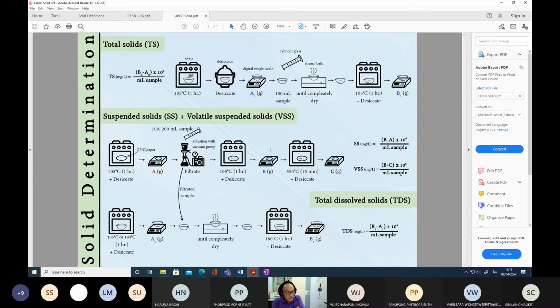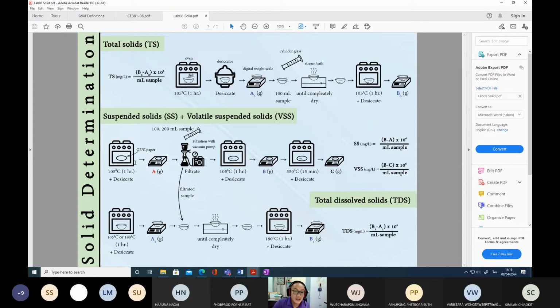The last one is the total dissolved solids, the TDS. For TDS, you need a crucible dish, the same as for the total solids. The procedures are almost 100% the same, but the sample we take from the filtrate. After the water passes through the filter, we collect the filtrate, and we put this liquid in the crucible. For both total solids and dissolved solids, we mostly use the crucible. So we put the filtrate into this crucible, but this crucible must be previously dried at 105 degrees Celsius for at least 1 hour. And then we weigh this dish.